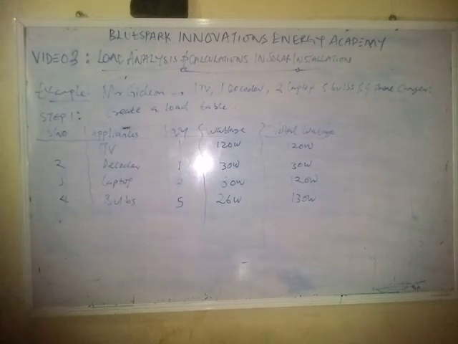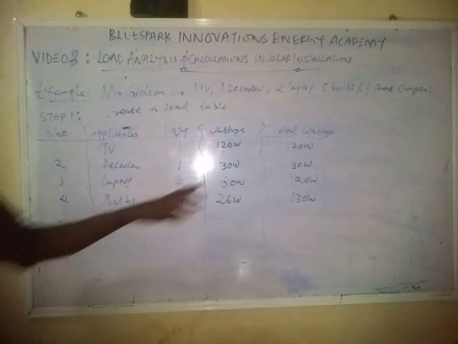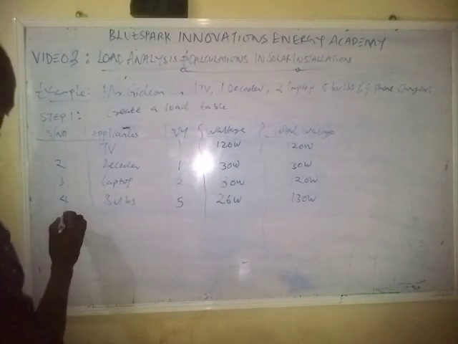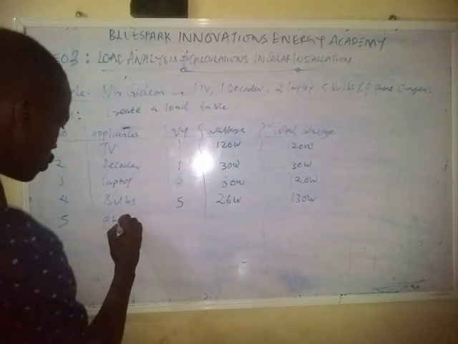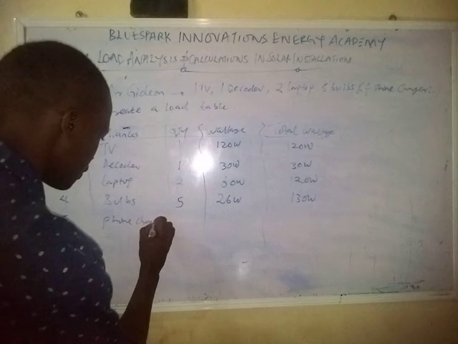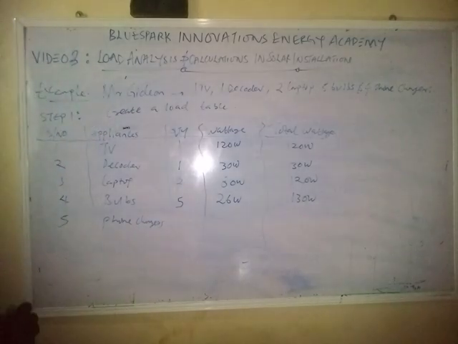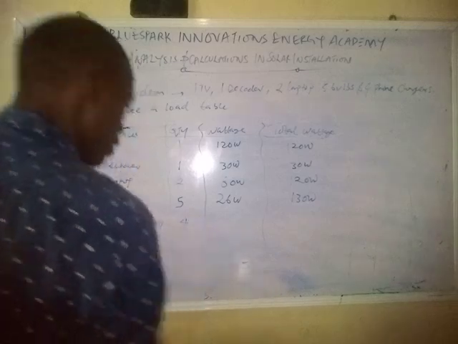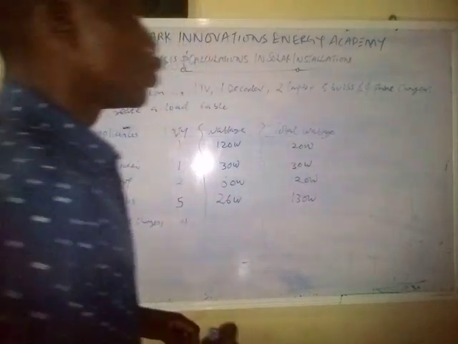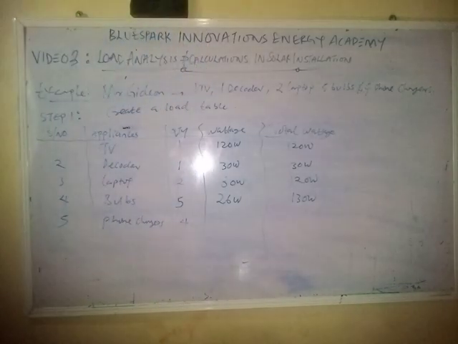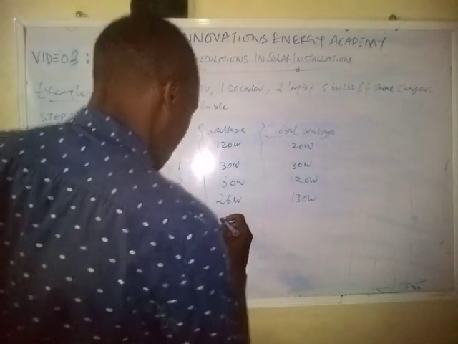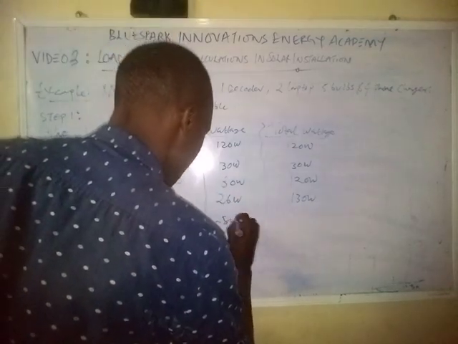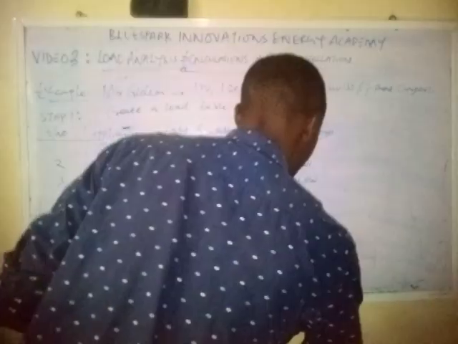130 watts. And then the last thing is 4 phone chargers. Number 5, item 5, phone chargers. That's 4 pieces of phone chargers. So let's say we are using fast chargers, which is 25 watts. 4 times 25, that's 100 watts.